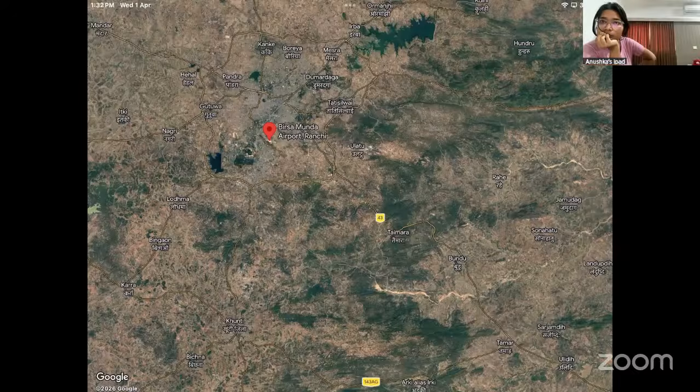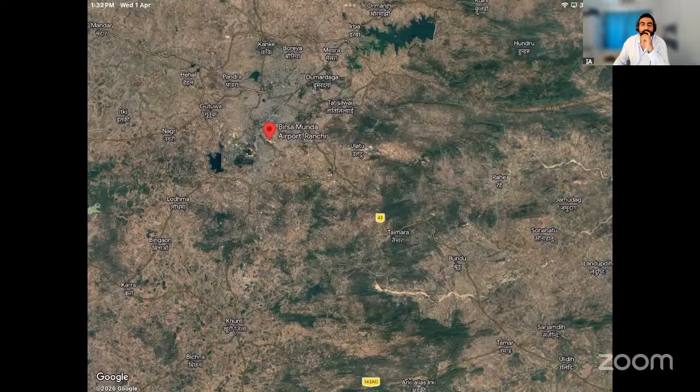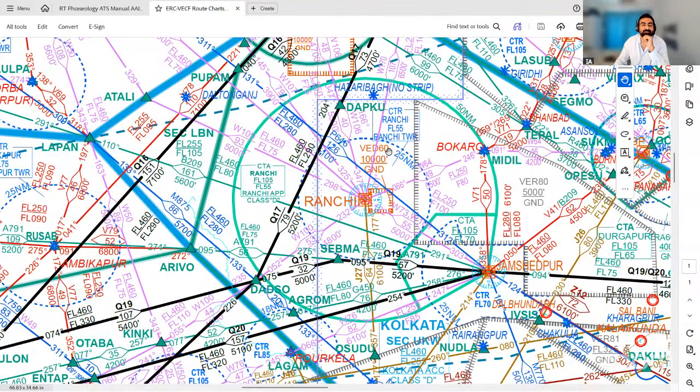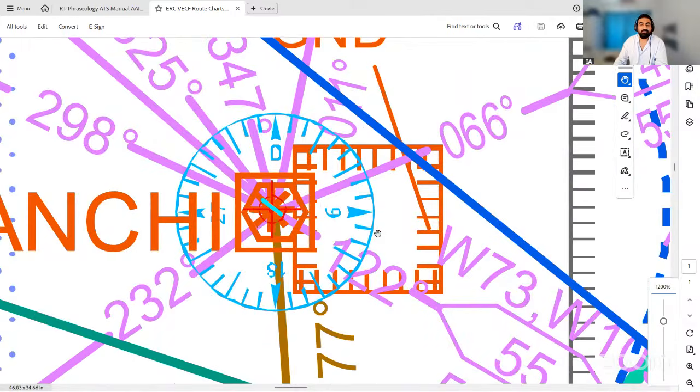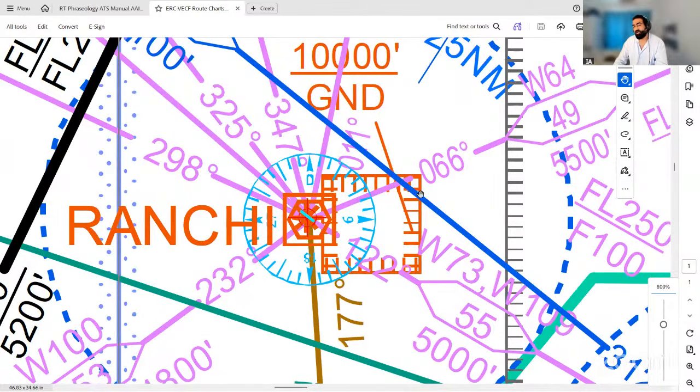I'll show you. Wait again. See this. Danger area 60. Yeah, ground to 10,000 feet. Yeah, we were talking about this, right? Now, how much is 1 centimeter into what? 30 lakhs, we did? Unit converter.